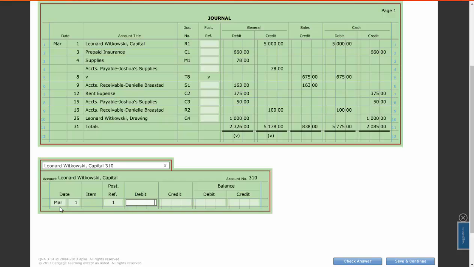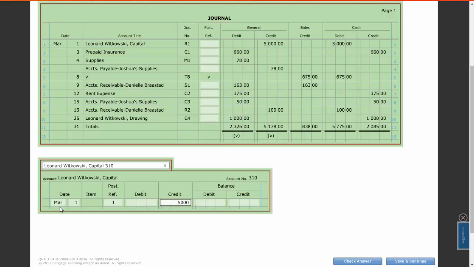Now, Leonard Witowski Capital, is he being debited or being credited? Credit. So I take this credit and I put it right here. I'm not making debits and credits equal right now. I'm just taking it and getting the new balance for this one account. So I'm going to skip over and put $5,000 in here for credit. Please note, there are columns here that we don't have to put anything in, and that is totally fine. You don't need to fill everything in.